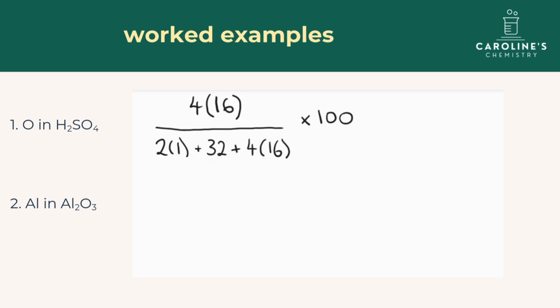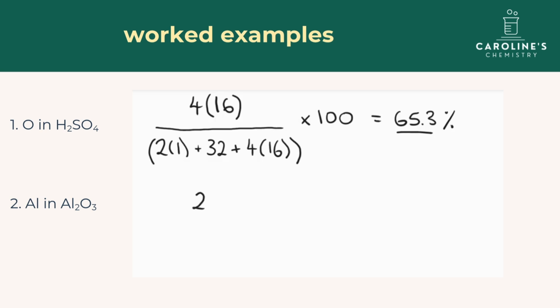Now, careful as you put this in, put it in brackets. Do 4 times 16, press equals. Divide that by, and then put the whole of this in brackets. That should give us 65.3%. Check if the question is asking for a specific number of decimal places or significant figures.